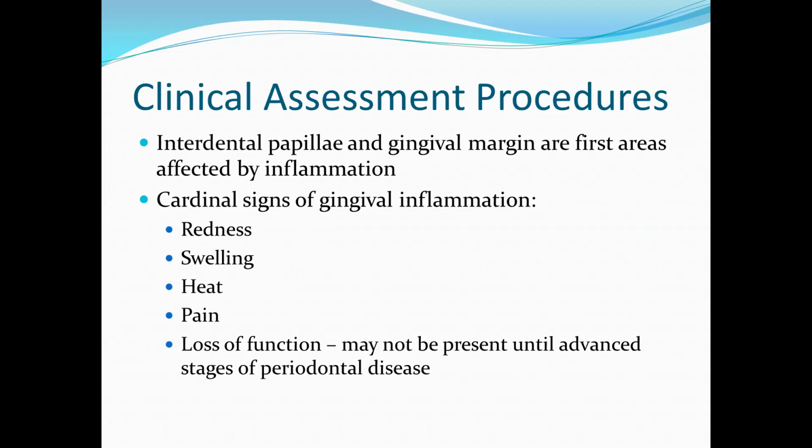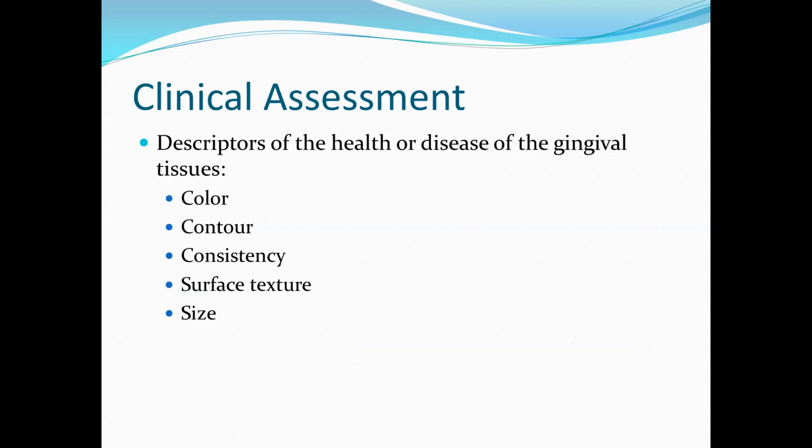It's usually the papilla. The cardinal signs of inflammation: redness, swelling, heat, and pain, as well as loss of function. But loss of function might not be present until advanced stages of periodontal disease, when the tooth is so loose they can't chew with it, right? Periodontal disease, like blood pressure, is one of those silent diseases. Patients don't know they have it until it's usually at the advanced stage.